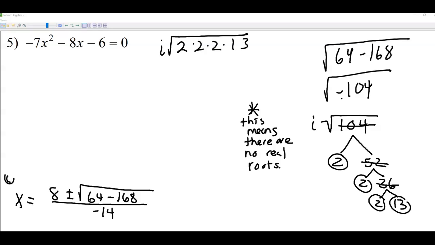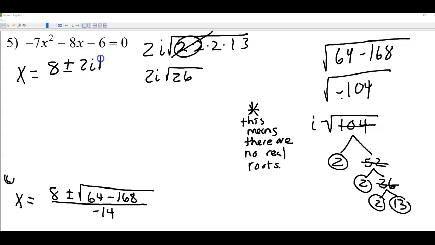Niana, do you remember what to do at this point? Yep, we got a pair, right? So for every pair, you can write that number on the outside and drop the pair. And so what I'm left with here is 26. So that's the first big difference about this problem that I want to point out. Sometimes you got to break down your roots. Sometimes you get imaginary numbers. And what that means is that there are no real roots. So let's continue. So we have 8 plus or minus 2i root 26.